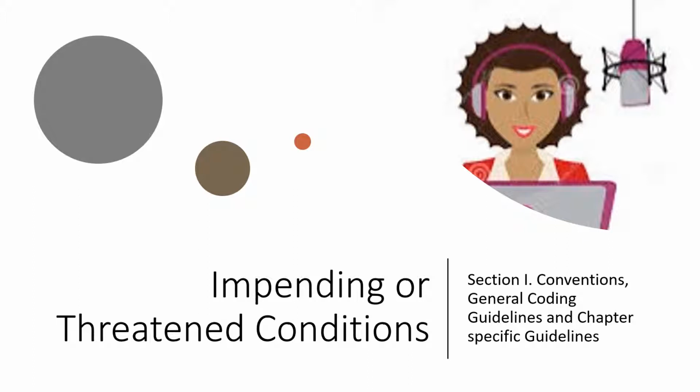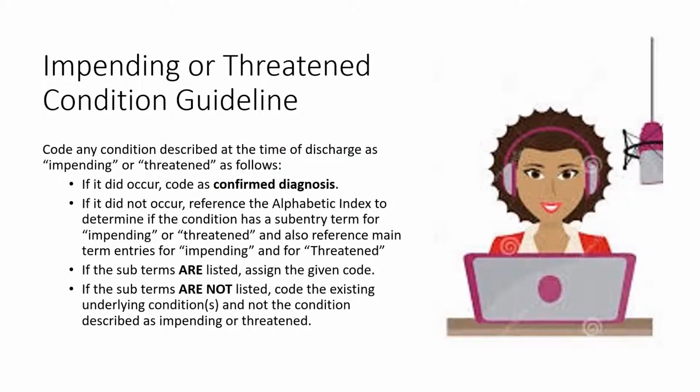And in this segment, we will be focusing on the impending or threatened conditions ICD-10-CM guidelines. This particular guideline can be located in Section 1 under Conventions, General Coding Guidelines, and Chapter-Specific Guidelines. So the impending or threatened condition guideline states that for any condition described at the time of discharge as impending or threatened, we're to code based upon the following steps.